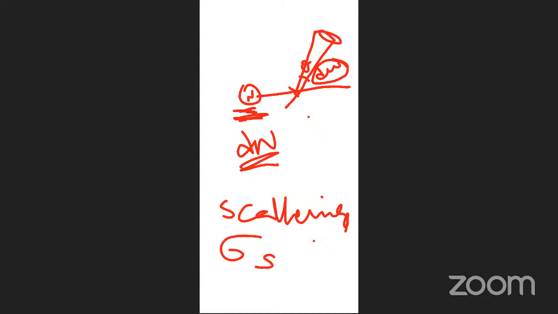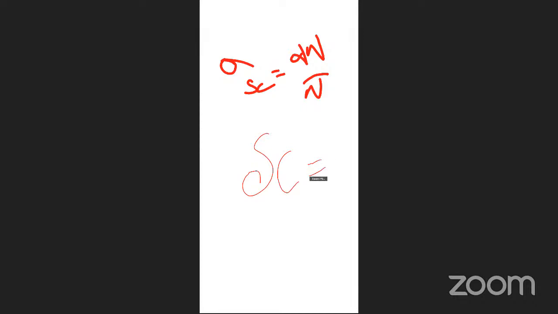Sigma is the symbol of the scattering cross section, that is dN by N. The scattering cross section is defined as the ratio of the number of scattered particles in a solid angle per unit time to the incident intensity.